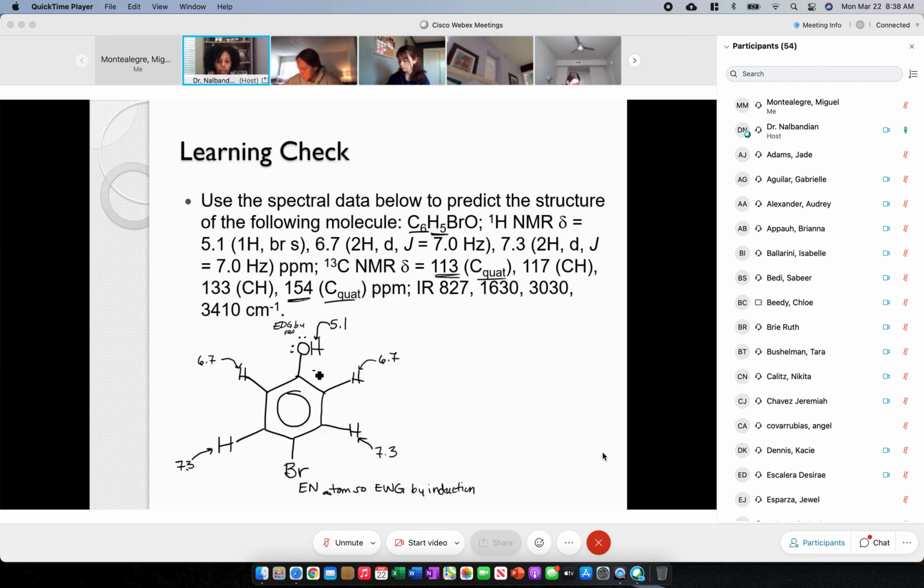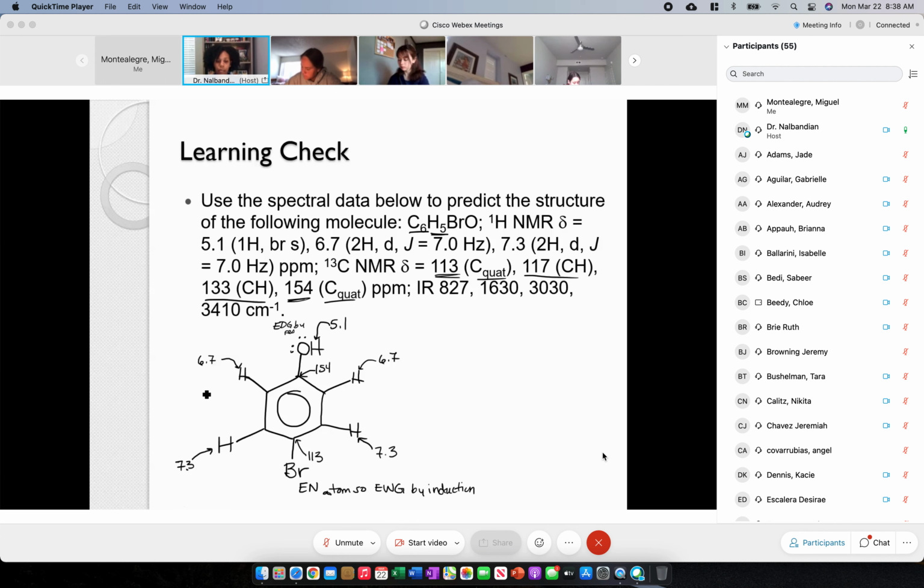So this is going to be our 154, that carbon. And this carbon is going to be the 113. Quaternary carbon, no hydrogens on it. Quaternary carbon, no hydrogens on it. And then we have 2 more. We have 117 and 133, but I still have 4 carbons. Why would I only have 2 more peaks?